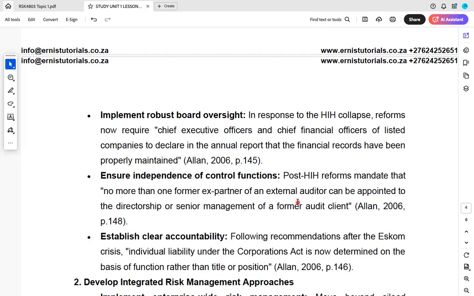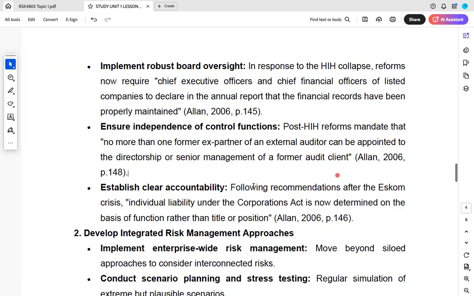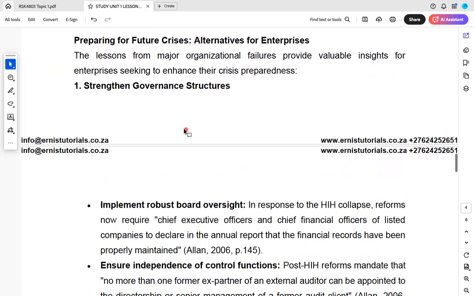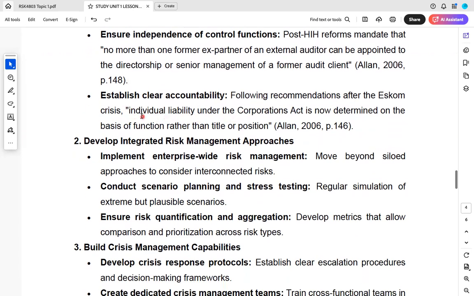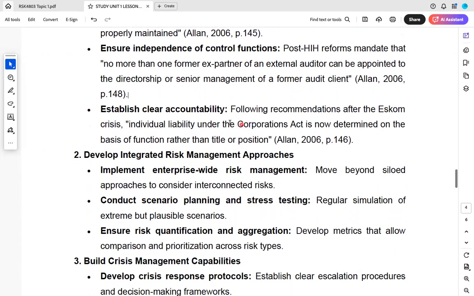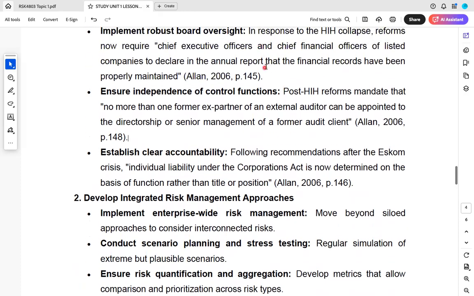And if you're a former ex-partner and you know you might join senior management of an audit client, again, you might be more biased to paint a positive view of the company you're auditing. From Eskom, with regards to governance structures, there were recommendations from the parliamentary report that there needs to be clear accountability established, such that individual liability under the Corporations Act is now determined on the basis of function rather than title or position, right? This is quoted from the HIH example, but it can also apply with regards to the Eskom crisis.